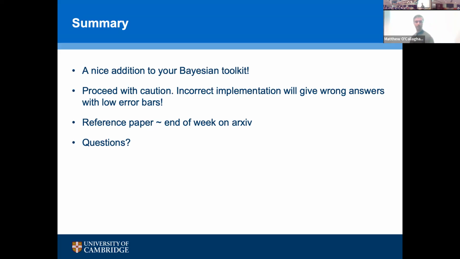So hopefully by the end of the week, we'll have our reference paper, which just goes through all of the different combinations and architectures which work nicely, as something that you can refer to when you're doing your own implementation. And so if we have any questions, yeah, I'm more than happy to take them. Thank you, Matthew.